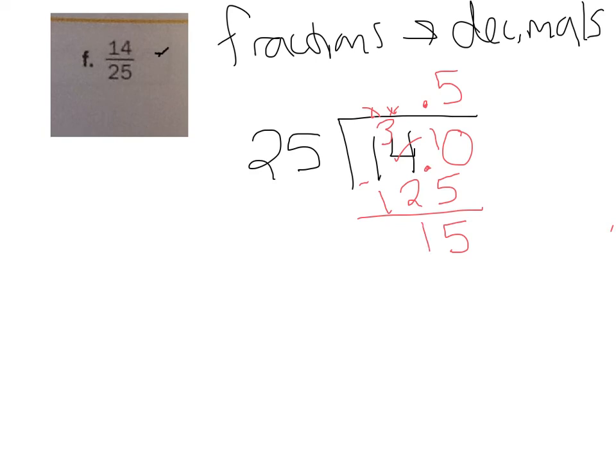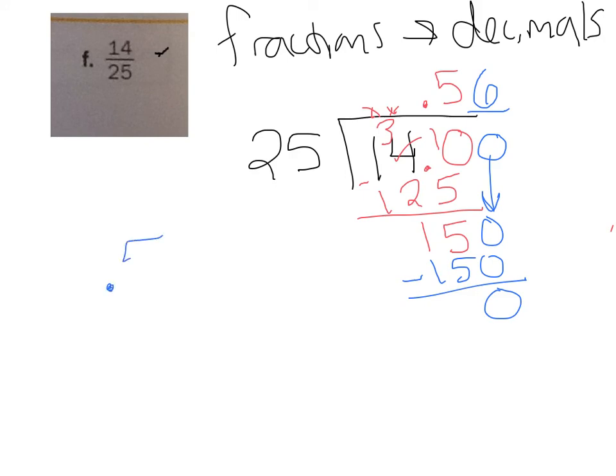Now, I can't have a remainder when I'm doing decimals, so I need to add that other 0 and bring it down. How many times can 25 go into 150? Well, it actually can go in 6 times. Again, if you don't know, do some math on the side. 6 times 25 is 150. I'm left with 0, so I know I'm done. So 14 over 25 is the same as saying 0.56 as a decimal.